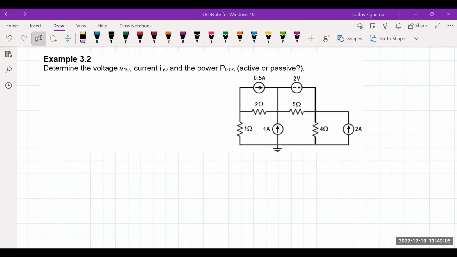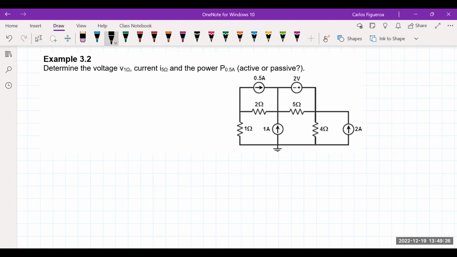Example 3.2, determine the voltage of the 1 ohm, the current of the 5 ohm, and the power of the half an amp current source. And then tell me whether it's passive or active. Okay, so what are we looking for in this calculation?